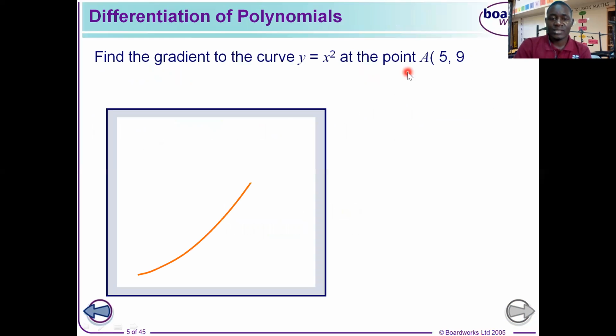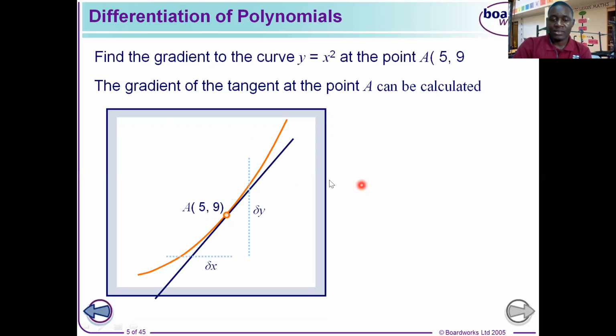Now, in doing this, assuming I have to draw the graph of this, noting the points where x is 5 and y is 9, what I do is draw a tangent, a line against the curve at that particular point. A line that is drawn to a curve so that it touches the curve at just a single point. For example, in this sense, the line is drawn to touch the curve at that particular point, just a point. That line is called a tangent.